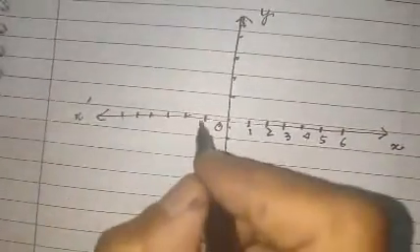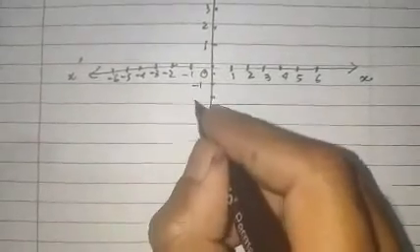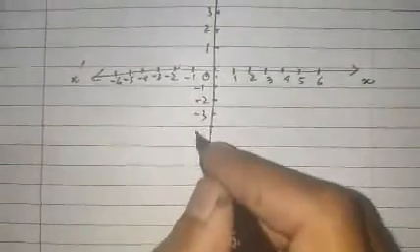OX is the positive number line and OX prime is negative: -1, -2, -3, -4, -5 and -6. OY is positive 1, 2, 3, 4, 5 and OY prime is negative: -1, -2, -3, -4 and -5.